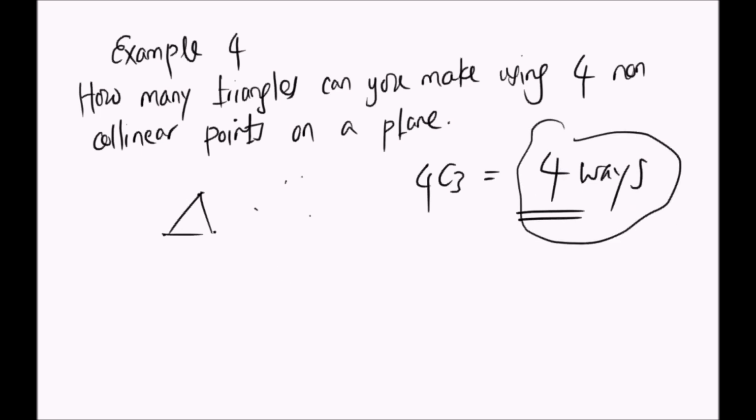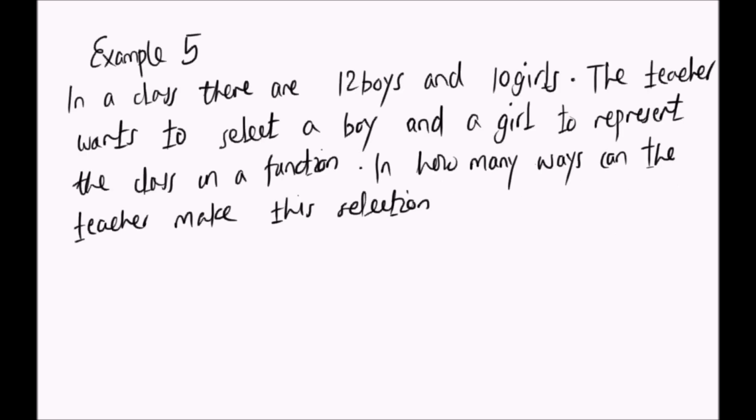Let's see example 5. Example 5 anasemaje? Example 5 anasema in a class there are 12 boys and 10 girls. The teacher wants to select a boy and a girl to represent the class in a function. So out of 12 boys you select 1 boy, so select a boy. Out of 10 girls you select 1 girl. Okay, in how many ways?